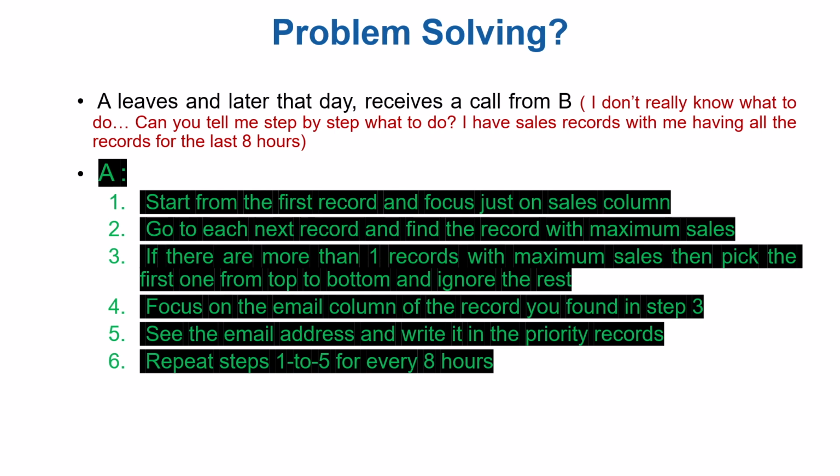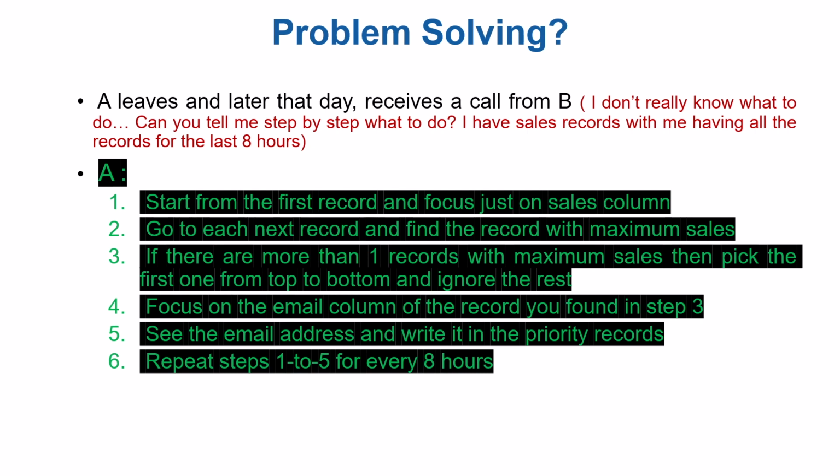And then the 4th step is to focus on the email column of the record you found in step 3. In step 3, you found the record with maximum sales. Step 5, see the email address and write that address in the priority records. So that's for the 8 hours. Then step 6, repeat this procedure after every 8 hours.